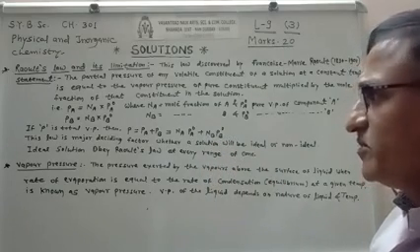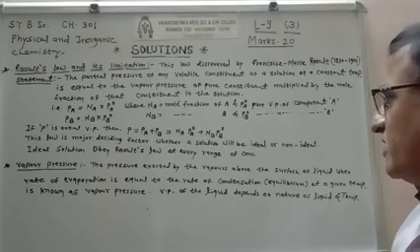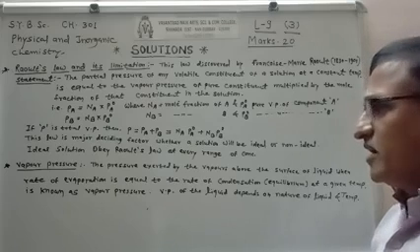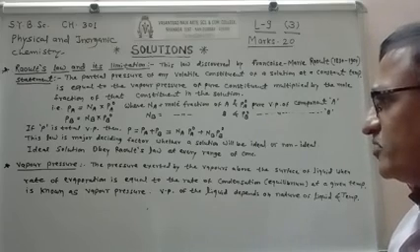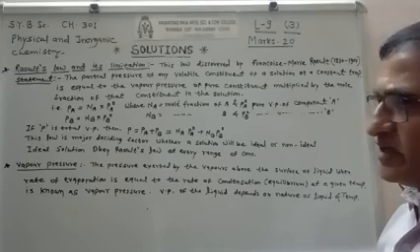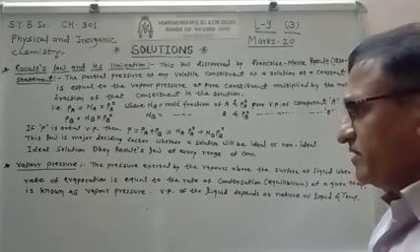This law is the major deciding factor whether the solution will be ideal or non-ideal. An ideal solution obeys Raoult's law at every range of concentration. When it does not obey, then the solution is non-ideal.